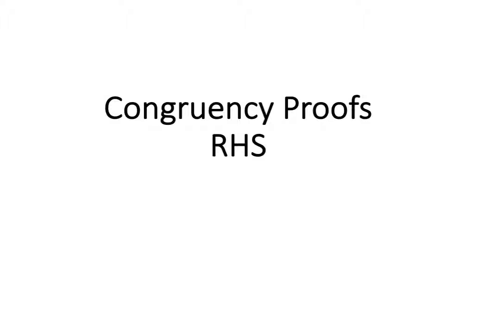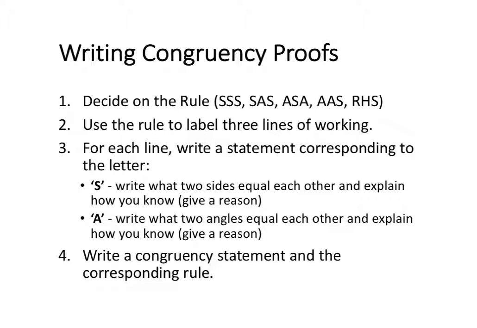In this video, we're going to have a look at how to write a proof to prove the two triangles are congruent using the rule right angle, hypotenuse, and side. When we are writing congruency proofs, there are 4 steps that I recommend that you follow.